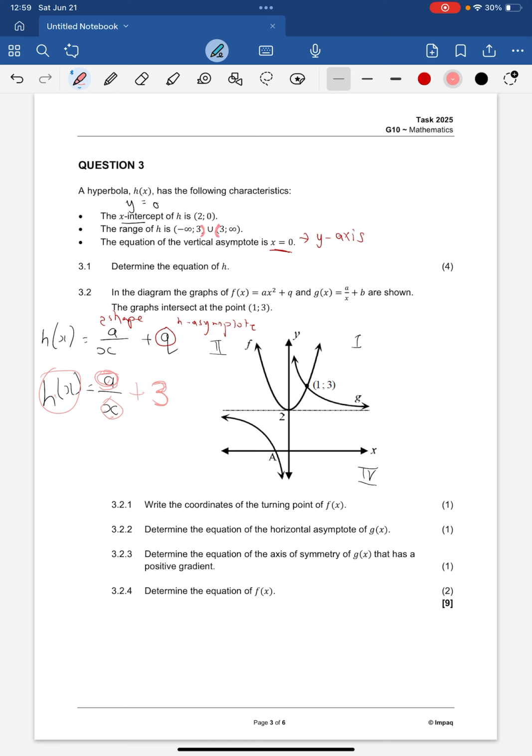So what does it tell us? It goes from negative infinity to 3, but excluding 3. And it then goes from just above 3 to positive infinity, which means it's everything except for 3. Does that make sense? So that tells me that 3 is an asymptote.